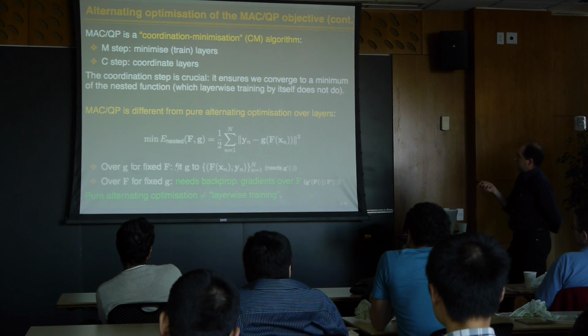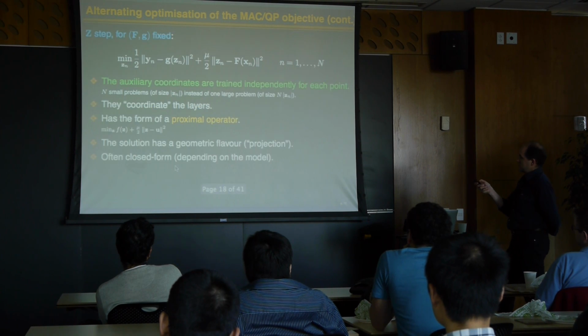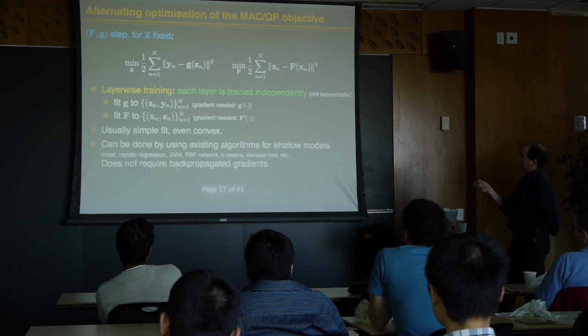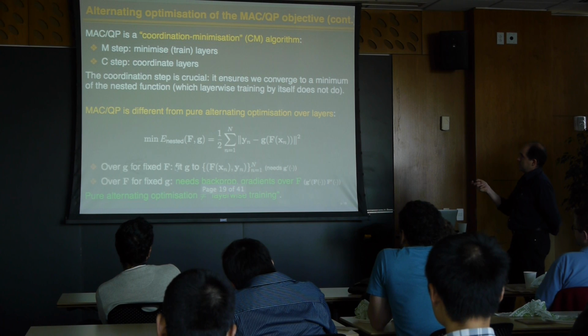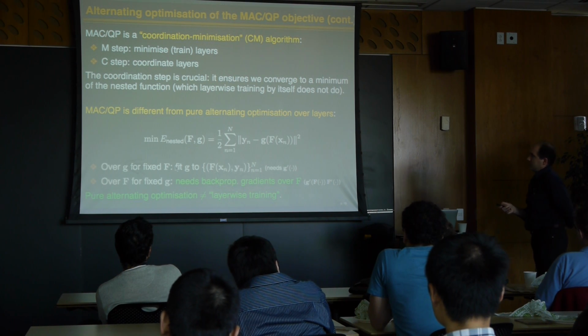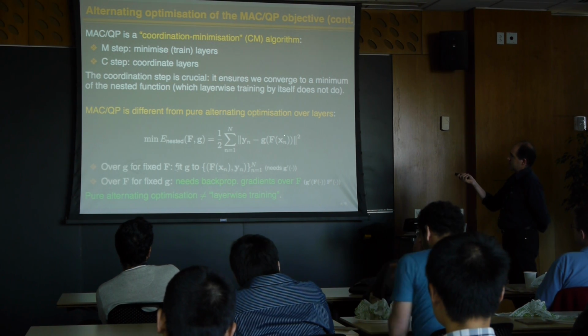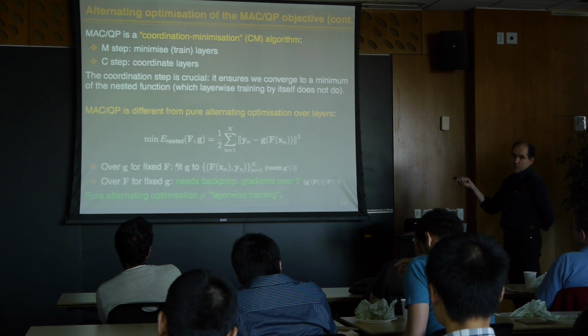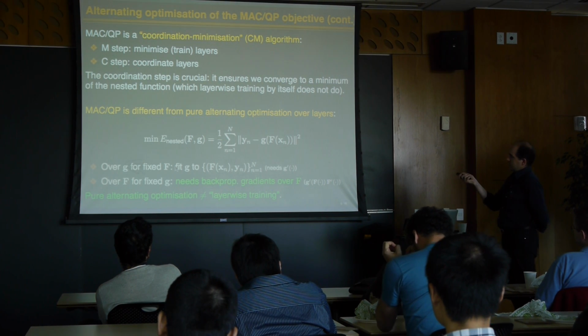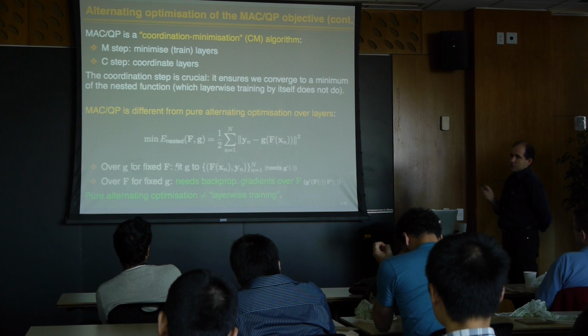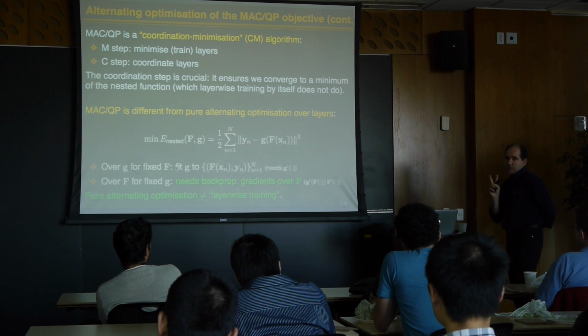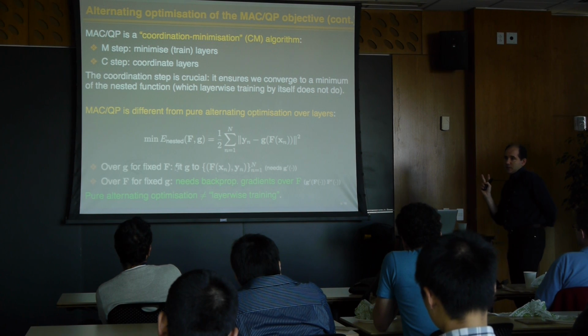And here I want to emphasize that even though I am doing alternating optimization here, these two steps, that is not the same as the pure vanilla alternating optimization over layers in the nested problem, which you can also do. That means that you fix F and then you train G, and then you fix G and you train F. That would be alternating optimization. That's not the same as what I'm doing here.